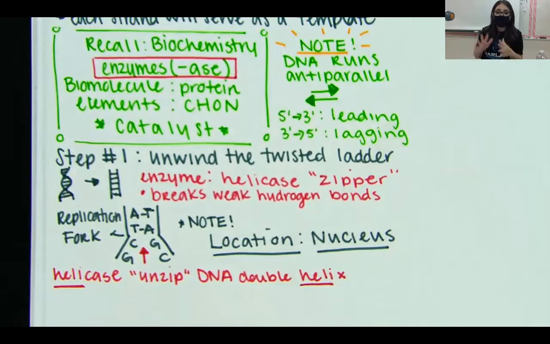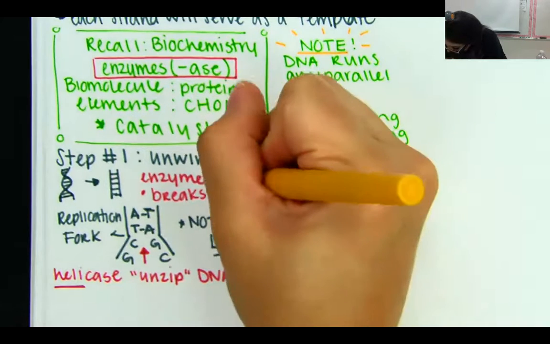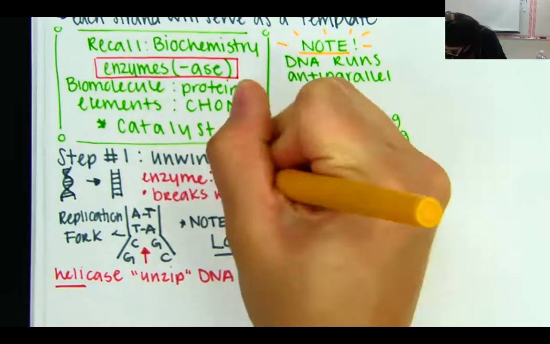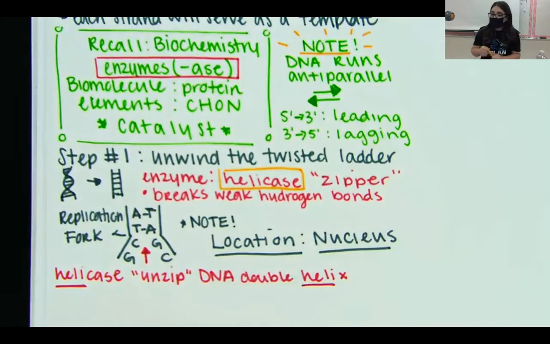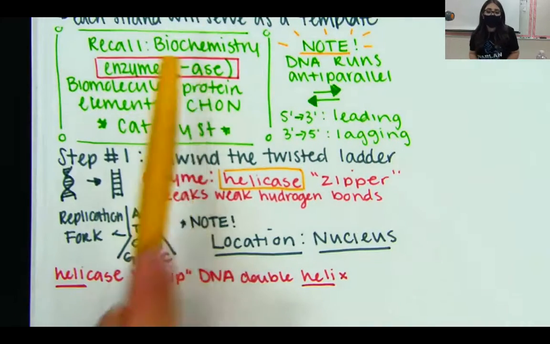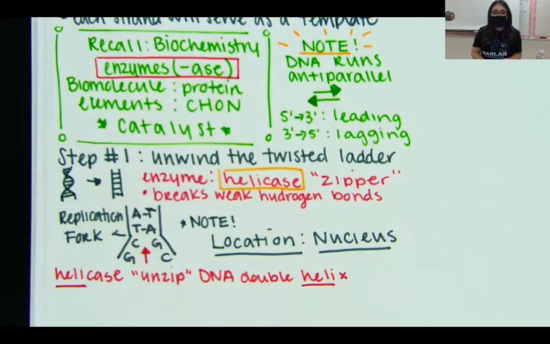That's our first step. That's step one. The enzyme that we've discussed here was helicase. Again, you know it's an enzyme because it ends in -ase. That's step one. Are we feeling okay? Hope so. Let's go ahead and get into step two then.